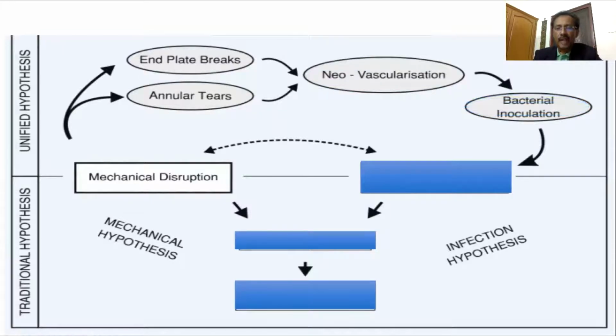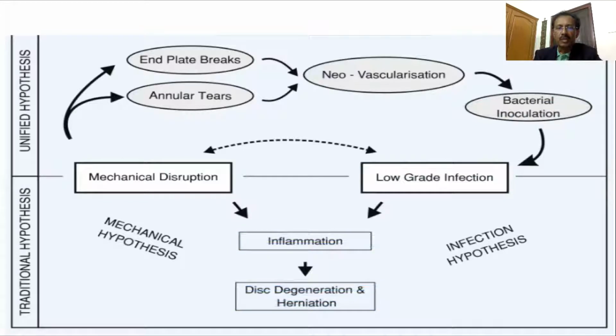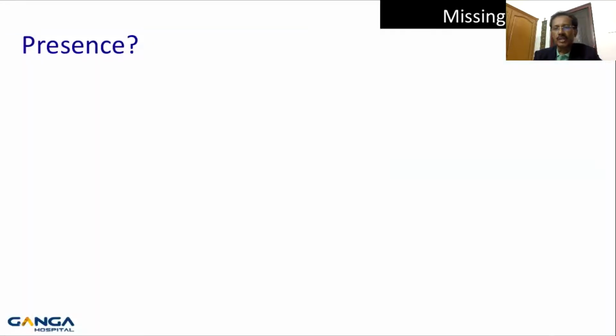Neovascularization then carries the bacteria, and this can lead to bacterial inoculation, and that can lead to a low-grade infection. And this low-grade infection can lead to a constant source of inflammation. And this inflammatory cascade and perpetuation of inflammation can lead to disc degeneration and herniation. Now, there can be a genetic susceptibility for this, and that is the way that genetics will also play an important part in disc degeneration.